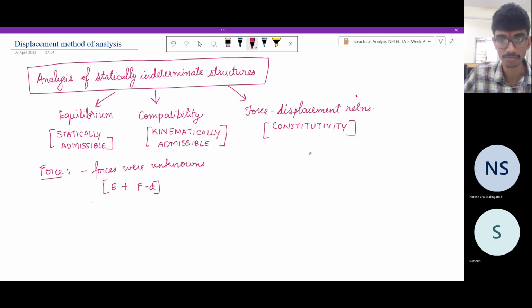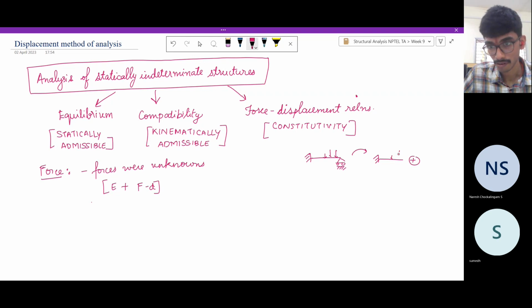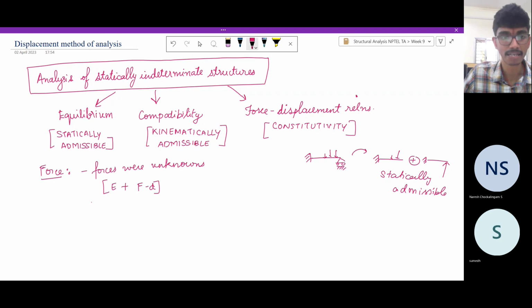So suppose we had a propped cantilever subjected to some loads, whatever primary structure that we got, this primary structure, both of them were statically admissible. Why? Because after replacing the unknown reaction with a redundant, we enforce the equations of static equilibrium to determine the support reactions and the bending moment diagram. Then finally we superimpose both to enforce our compatibility conditions.